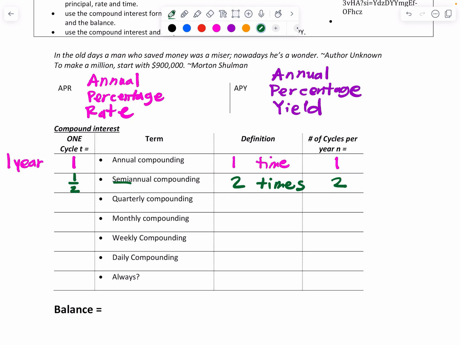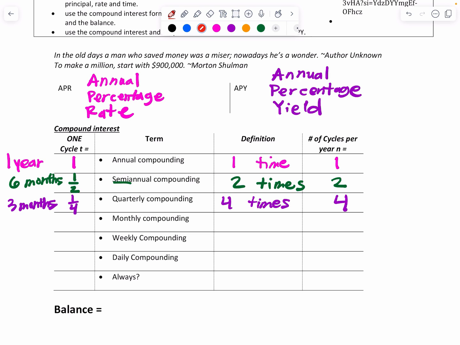Now if it's compounded quarterly, so every 1/4 of a year, it's going to be compounded every 3 months. I guess on this one I should have written it would be every 3 months, not 6. So 3 months go by, your interest is compounded. Another 3 months go by, compounded. Another 3 months and another 3 months. So during one whole year, your interest is compounded 4 times because there are 4 quarters in a year. So N would equal 4.